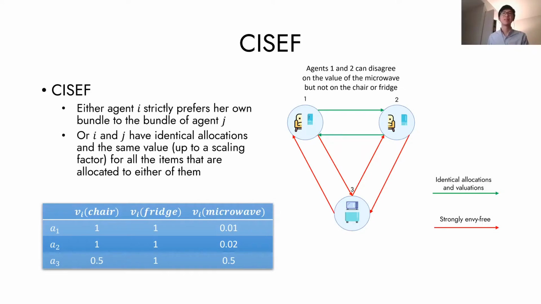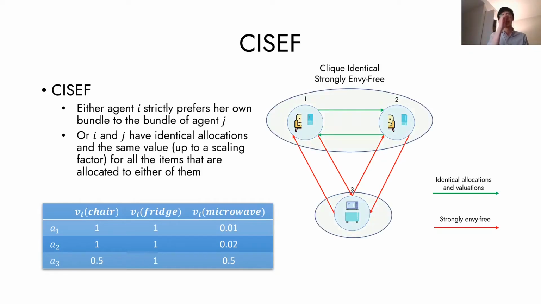Looking at the table on the left, note that agents 1 and 2 can disagree on the value of the microwave, so they say it's either worth 0.01 or 0.02. But they weren't allocated any fraction of it, so that doesn't matter. But they must agree on the value of the chair and the fridge. So they have identical allocations and identical values for the items they have. We can verify the other 4 edges satisfy strong envy-freeness, and thus the allocation is CISEF.